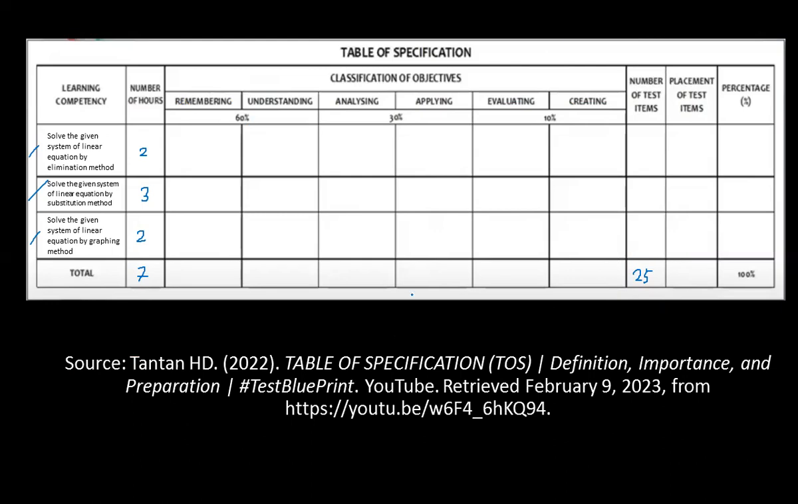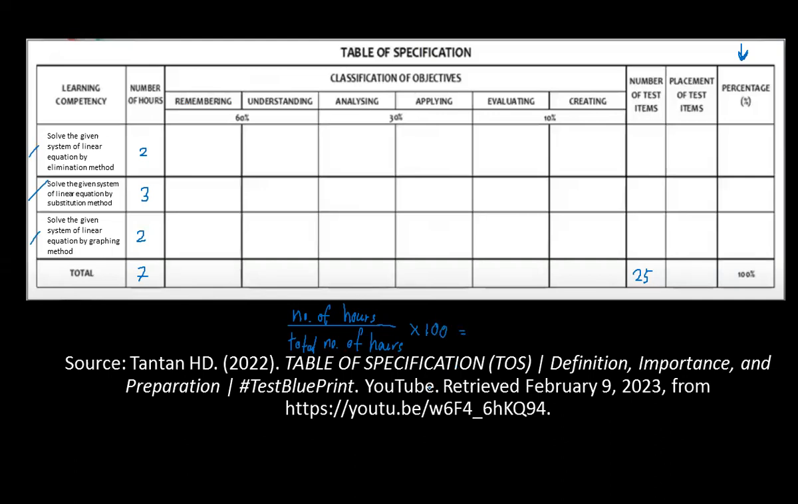So, the next thing you're going to do is go to the percentage column. Okay? In the percentage column, you get the percentage of the number of hours you taught the topic. So, how is that? First, get the number of hours for each learning competency. Then, divide it by the total number of hours. Then after that, multiply by 100 to get the percentage.